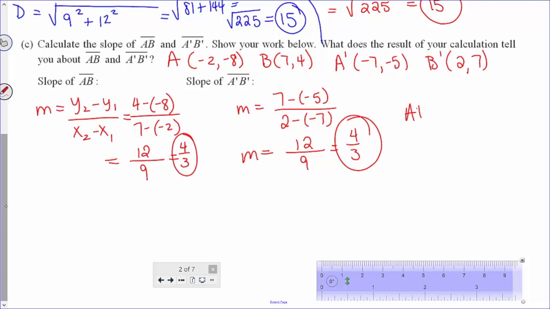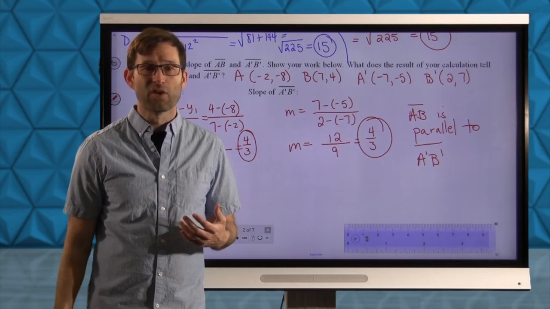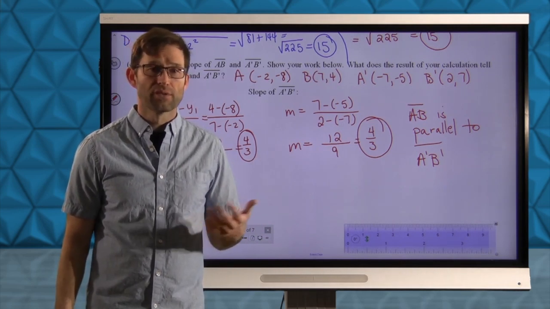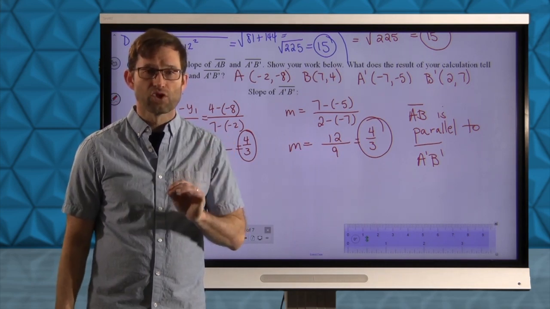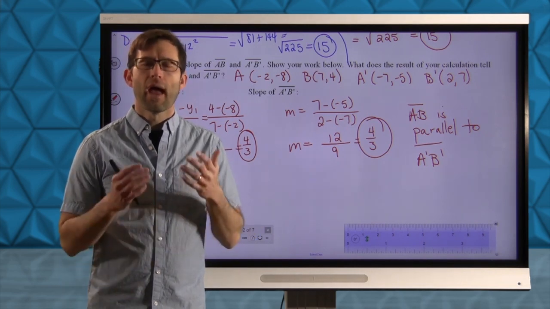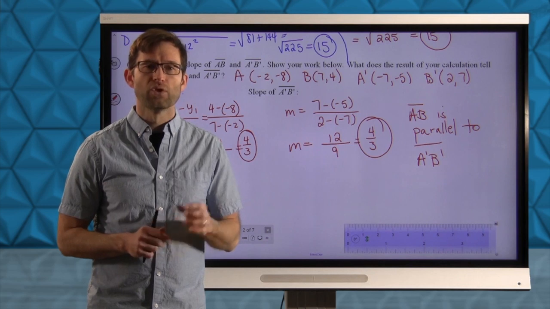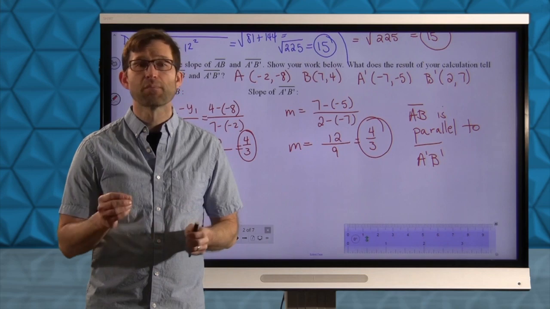So in other words, AB is parallel to A prime, B prime. Now again, that is not true of all rigid body motions. If I take a line segment and I rotate it by 90 degrees, its image will not be parallel to the original line segment. But for translations, every translation that isn't in the direction of the line segment itself, every translation will then produce a line which is parallel to the original one. And that is definitely a property of translations that you're expected to know.